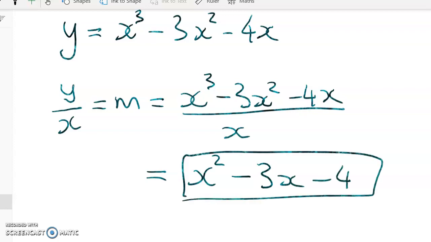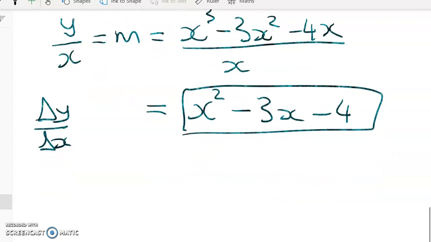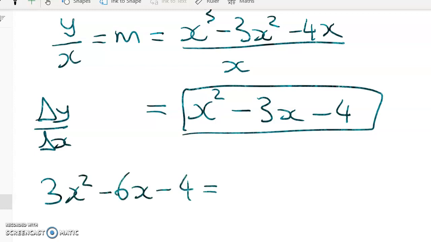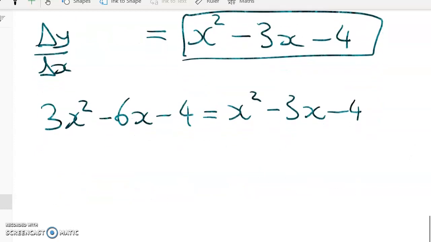So here's x squared minus 3x minus 4. So that's the change in y over the change in x, and that has to equal what came out of my gradient function. So if I equate those 2 things, I get 3x squared minus 6x minus 4 is equal to x squared minus 3x minus 4.